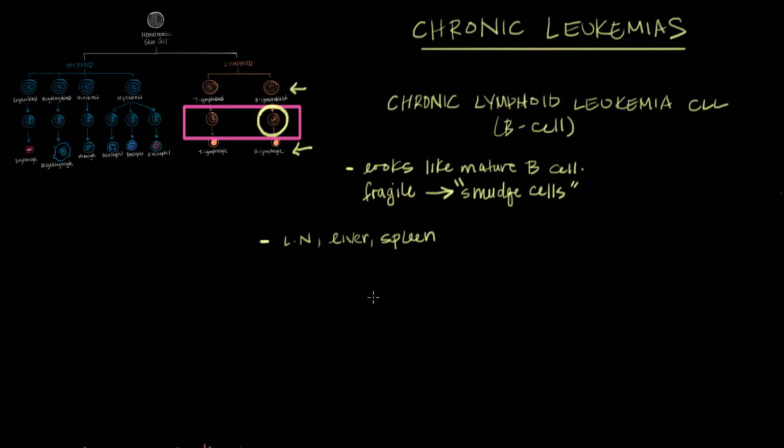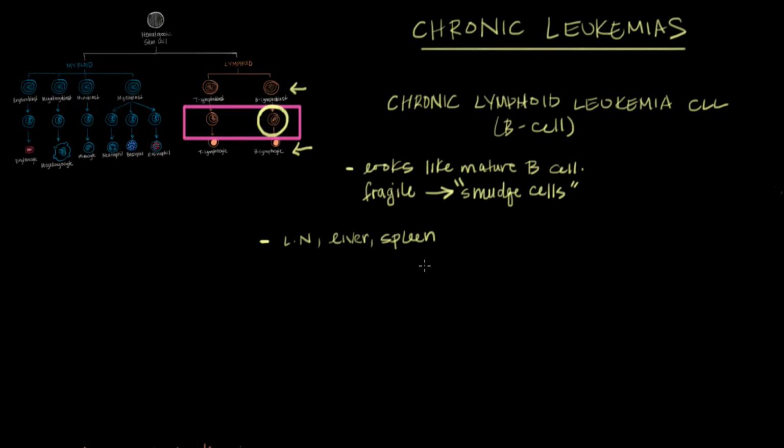That's the job of the B cells, right? So it turns out that in this regard, our CLL cells are also mature enough to home to these same sites. So the CLL cells also go to the lymph node, liver, and spleen after they're released from the bone marrow. Now, let's think about that for a second.